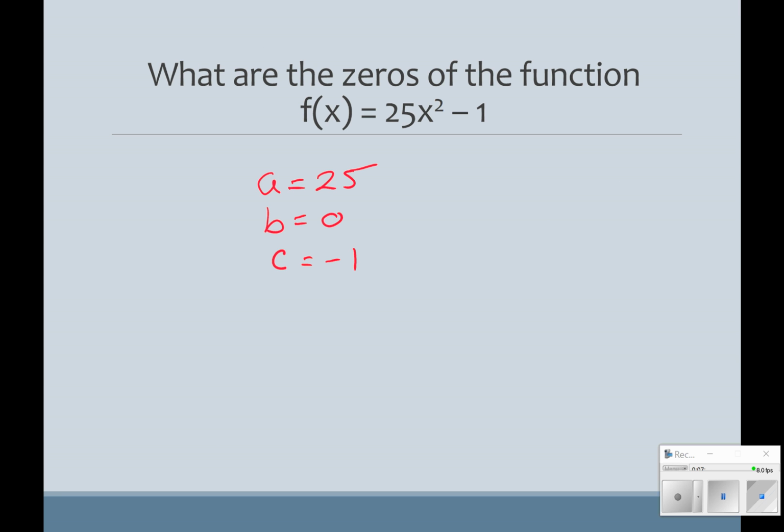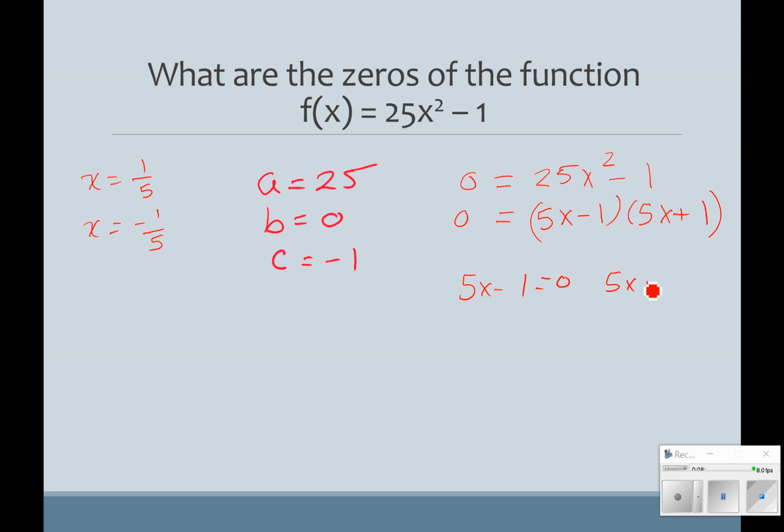So x is going to equal 1/5 and x is going to equal negative 1/5. If I were to solve this by factoring, 0 equals 25x squared minus 1, a difference of perfect squares, so 5x minus 1 and 5x plus 1. If I set those equal to 0, in the first one I have to add 1, so I get 5x equals 1, and if I divide by 5, x equals positive 1/5. Here, I'm going to subtract, so I get 5x equals negative 1 and x equals negative 1/5.